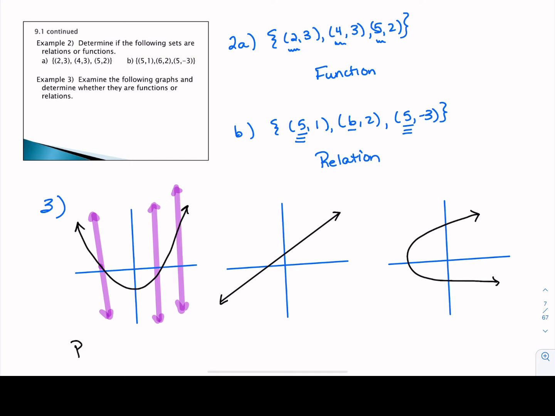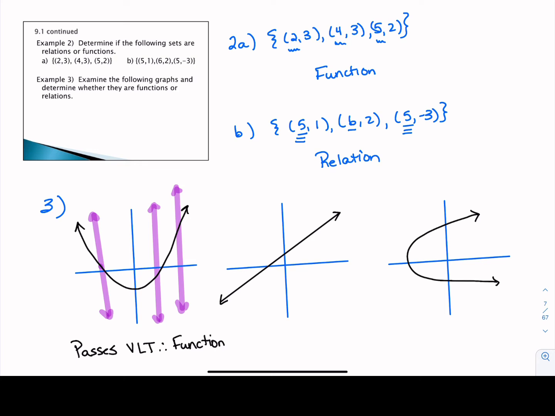If you can imagine that vertical line moving from left to right, it passes the vertical line test because it only ever cuts one point on the graph at a time. And because it passes that vertical line test, we can therefore say this is in fact a function. If it fails the vertical line test, then we have a relation.